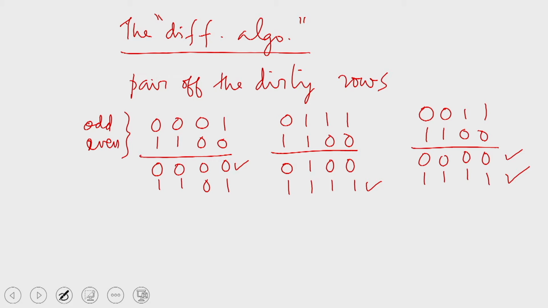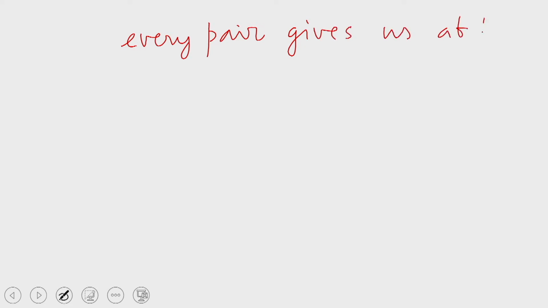So, in the different algorithm for sorting vertically column wise, what we do is this: we pair off the dirty rows. Adjacent rows are paired into one group, and within each group we perform a compare exchange within the columns. As a result, we will get at least one clean row out of every pair. So, what we know is that every pair gives us at least one clean row.